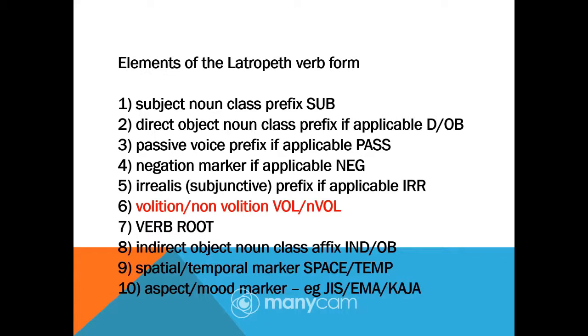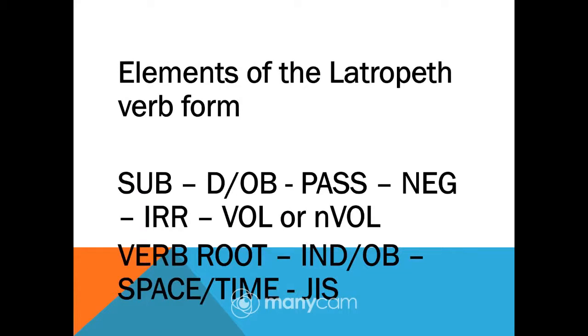Subject noun class prefix, direct object noun class prefix if applicable, passive voice marker, negation marker, arealis or subjunctive marker, volition or non-volition marker, which we'll get into in this video, the verb root carrying the meaning, indirect object marker, spatial or temporal marker, and finally your verb ending, your yis, yama, kaya, whatever it might be. Let's look at them now represented in a linear form, because this is how you see them in actuality.